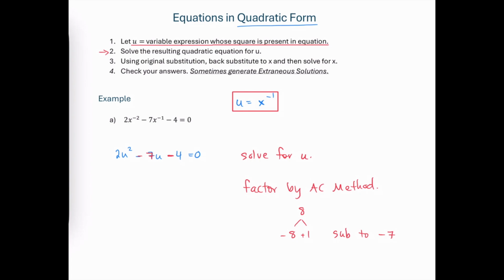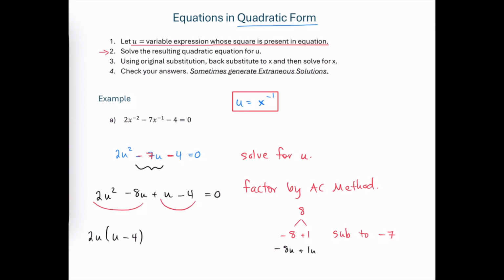So in this AC method, what we do is we take the negative 7u that's in the center of the equation, and we're going to split that up into negative 8u plus 1u. So we replace negative 7u with negative 8u plus 1u, which is still negative 7u. And then we bring down the 2u squared and the minus 4 equals 0 so that we have our complete equation. Now we factor by grouping, so we're going to group the first two terms together and say that 2u is the common factor that comes out. When we factor out a 2u, we're left with u minus 4 out of that first group.